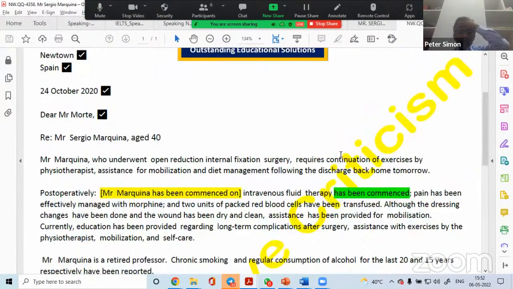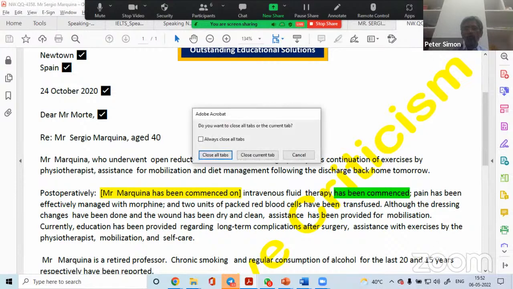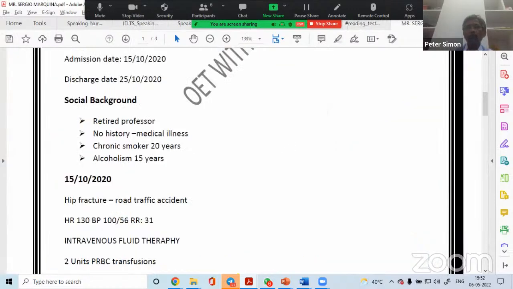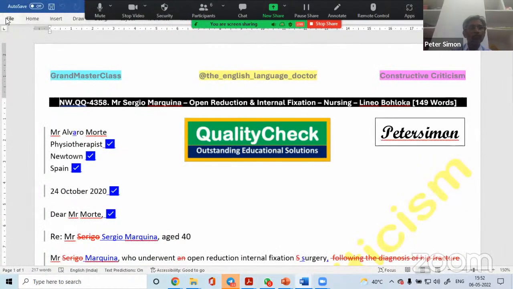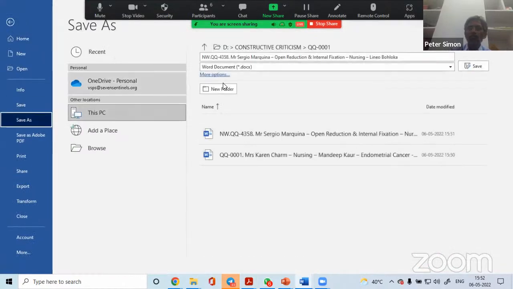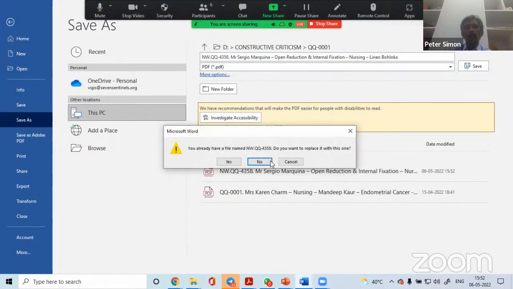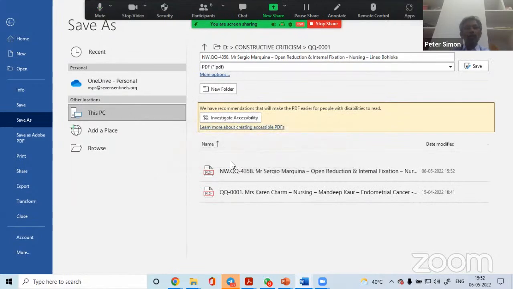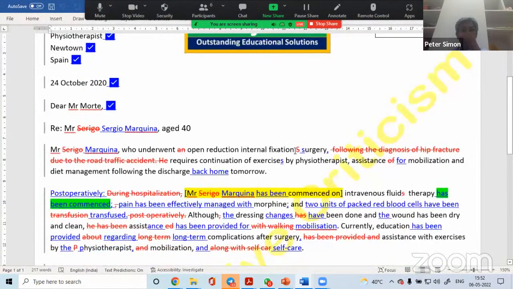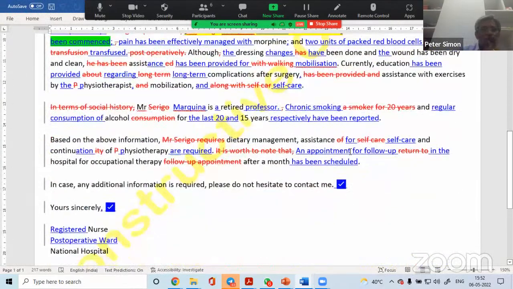Where are the black and white marks? Okay, I don't want Adobe PDF. Sorry, I don't want this. Close current tab. I don't want Adobe PDF. Save as Word document PDF. Yes. Okay, replace. Okay. Yeah, that is it. This is what I want.